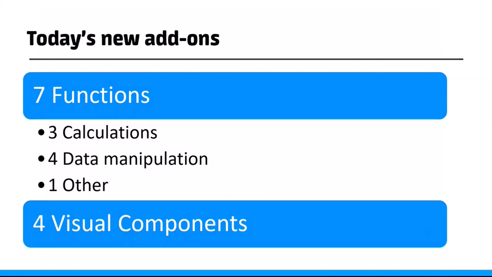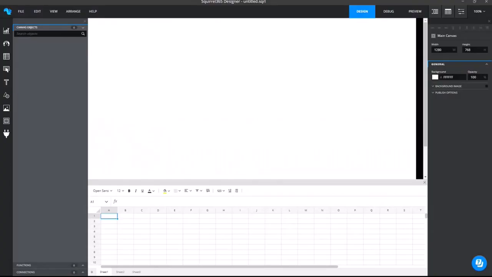So the rest of the presentation really is just in the product showing you these new add-ons. We have 7 functions and 4 visual components. The functions spread across 3 that do calculations, really, 4 that do data manipulation in the spreadsheet, a bit like our data mover component in the core product, and 1 other one, which is something slightly different, but we'll see that when we come to it. So we will start with the designer.